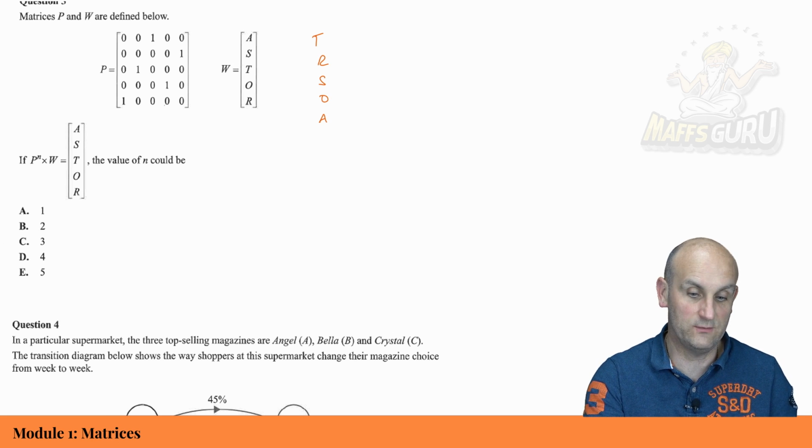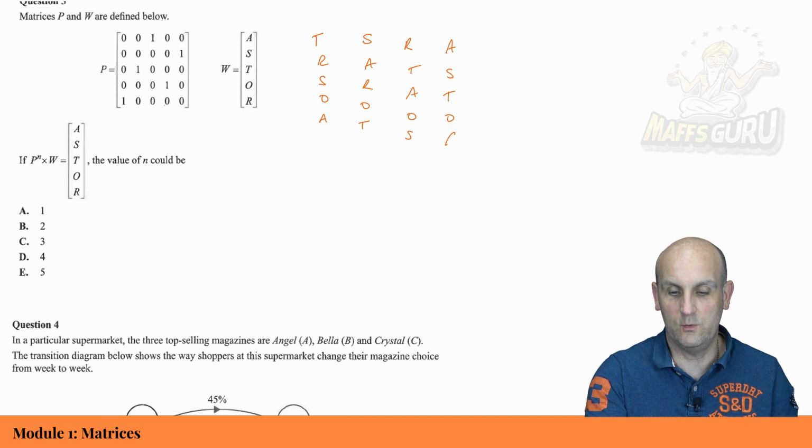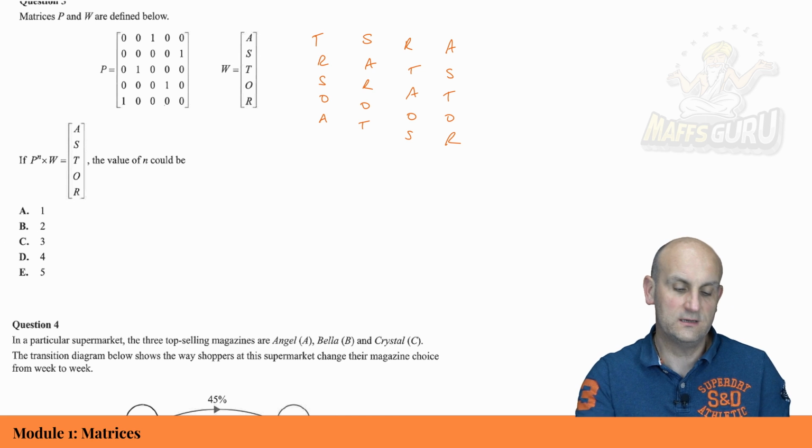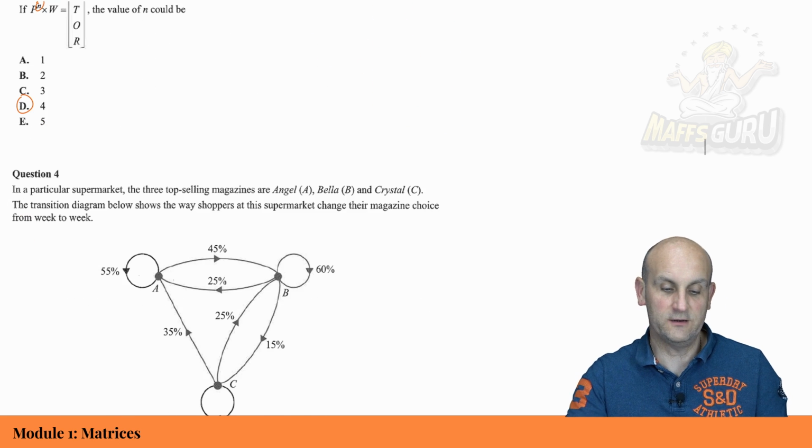T-R-S-O-A. And I just said, well, okay, now let's do the same to that one. I got S-A-R-O-T, and then R-T-A-O-S, and then finally A-S-T-O-R. So I had to do it 4 times. So N in that situation would have been 4, which gave me D as my correct answer.